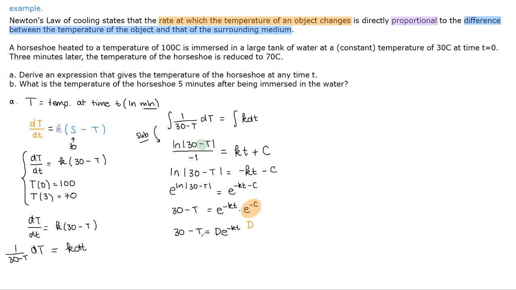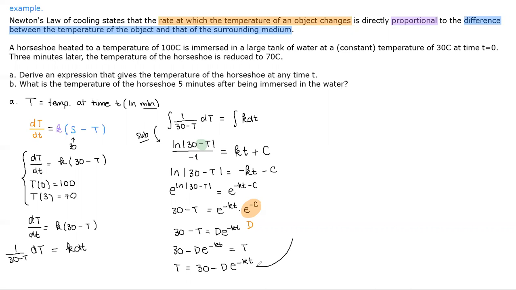And because I'm trying to solve for T, I am going to subtract D e to the minus kt on both sides and add T on both sides. So I get here 30 minus D e to the minus k times t, and this is going to be equal to T. All right, so now we have a general solution. Let me write that down again. So temperature is 30 minus D e to the minus k times t. And all that I have to find now is the values for the constant D and the constant K.